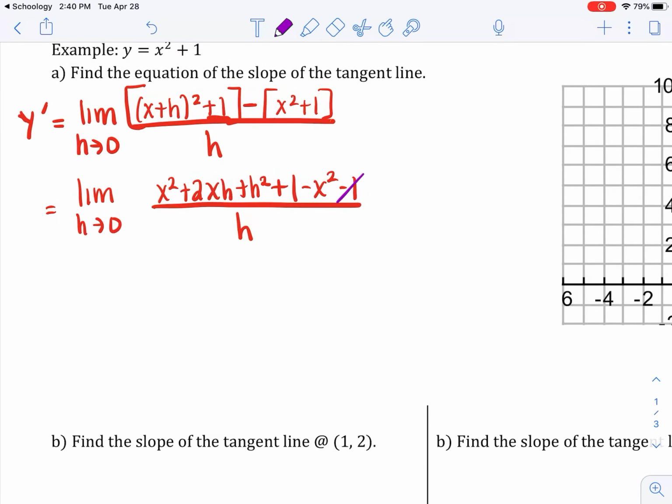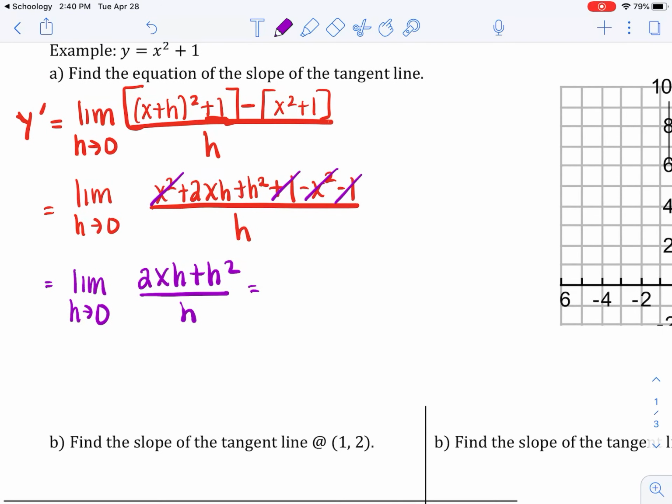Clean up your numerator. Negative 1 and positive 1 cancel. Negative x squared and positive x squared cancel. Limit as h approaches 0 of 2xh plus h squared all over h. Factor the h out of the numerator so you can cancel it with the h in the denominator.